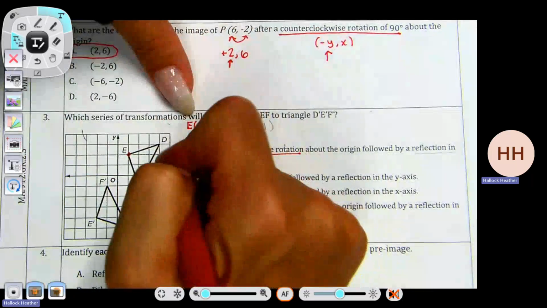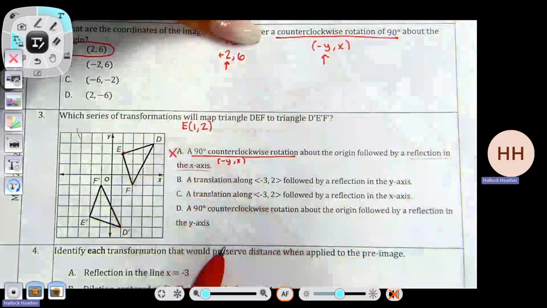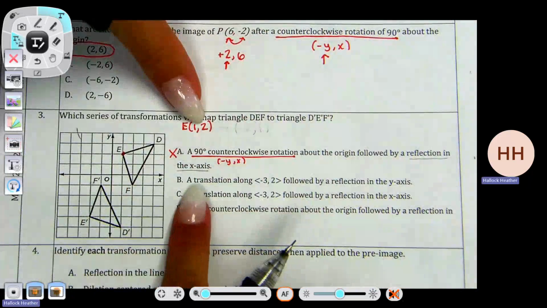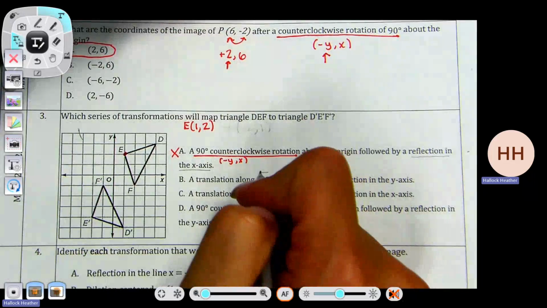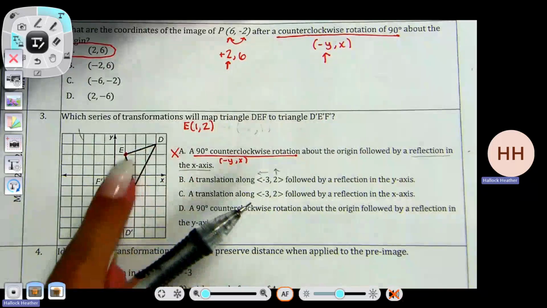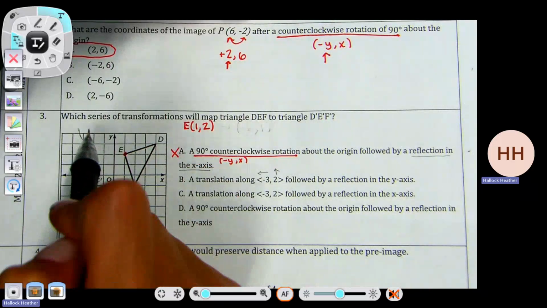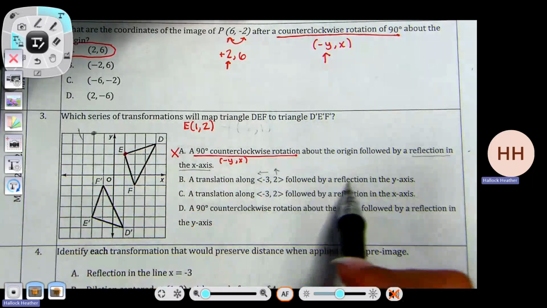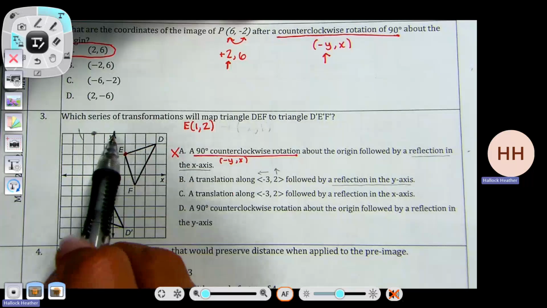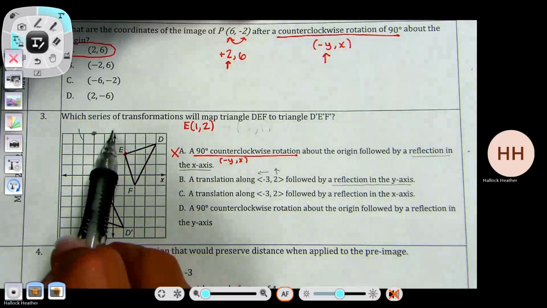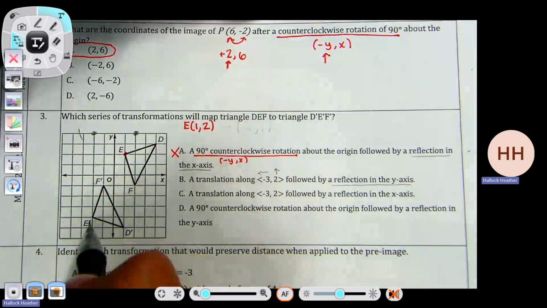So A is out. I'm going to try B. I'm going to use the same coordinate and figure out where I'm at. First thing is a translation along -3, 2. So I'm going left 3, I'm going up 2. I'm going to focus on E still. So I go -3, 1, 2, 3, and up 2, 1, 2. I end up here. Then followed by a reflection over the y-axis. If I take my point and reflect across the y-axis, I'm 2 to the left, so I'm 2 to the right. That is not down here. So that's not going to work.